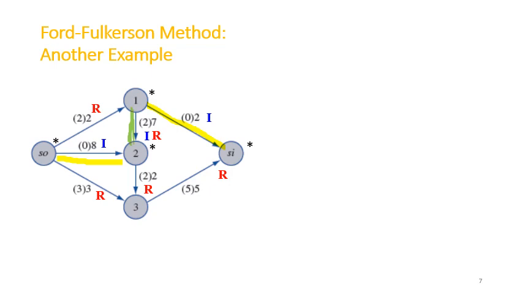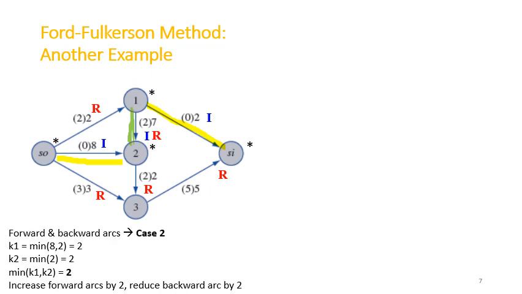Now we have case 2 because source to 2 is increased, 1 to sink is increased, but 1 to 2 is a reduced or backward arc. So this is case 2, and then we take the cases separately. For K1, we find out the minimum of possibility to increase. In this part, you can increase by 8. In this part, you can increase by 2, so the minimum is 2.